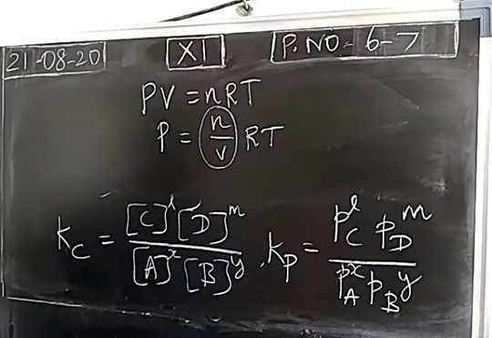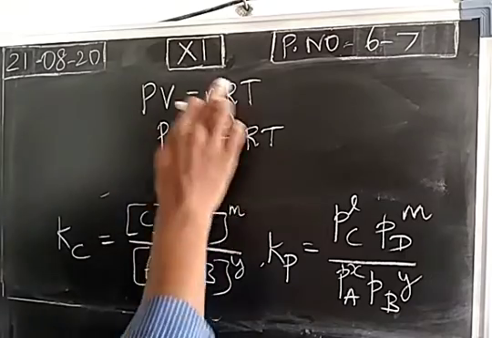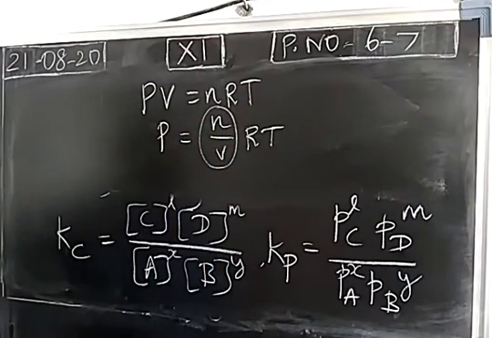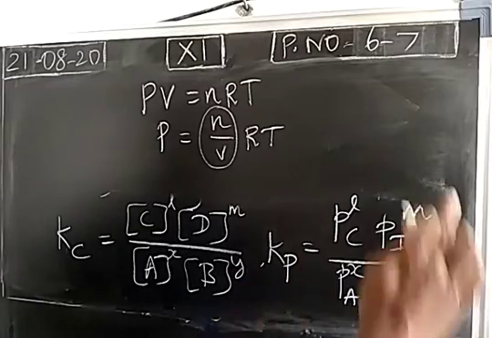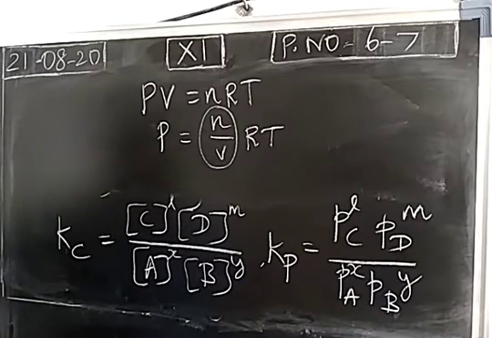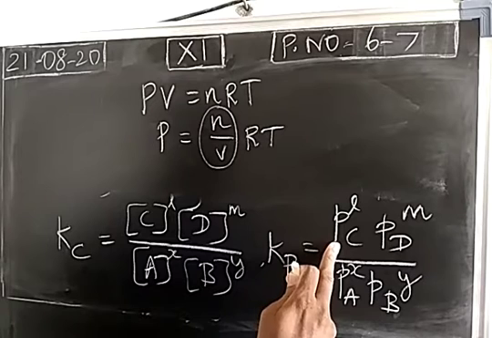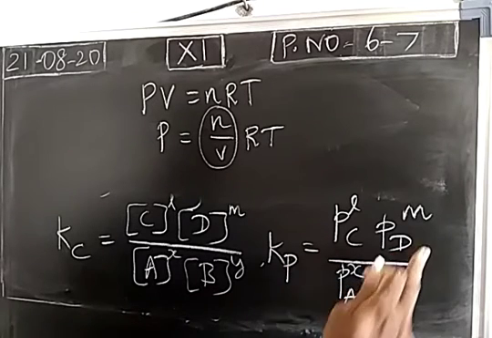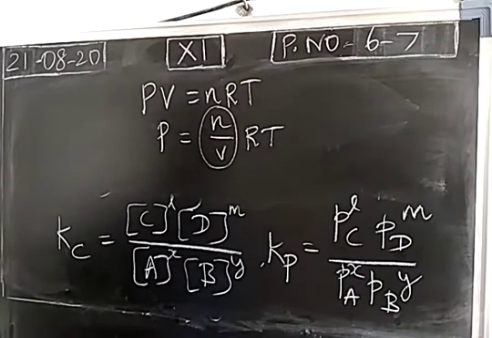Yesterday you studied the formula for active mass. Active mass is the ratio of number of moles to the total volume. So molar concentration or active mass is nothing but number of moles divided by total volume. This is the concentration term or active mass. To take equilibrium constant in terms of partial pressure, the partial pressures of products C and D as well as reactants A and B have to be written.